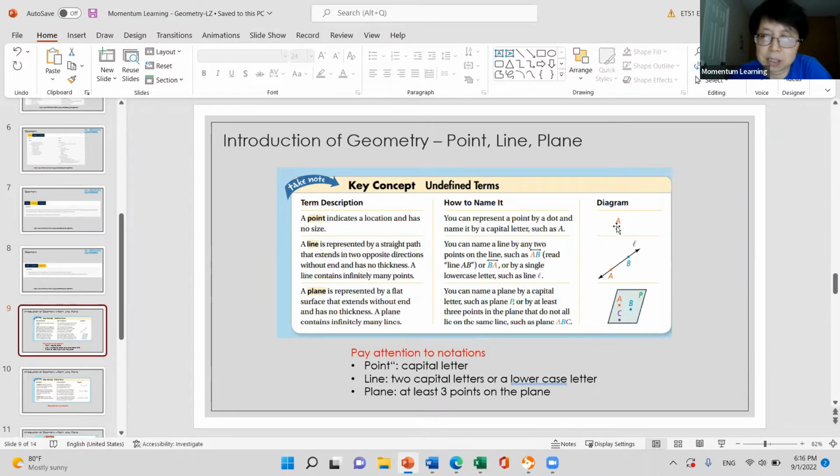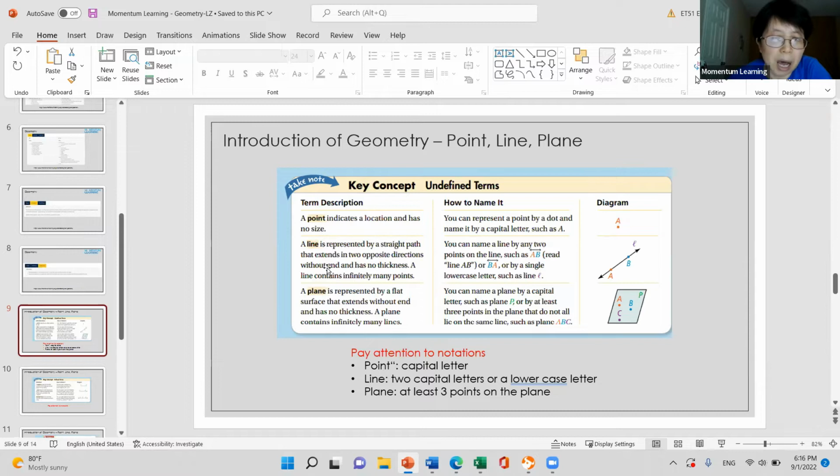You can say that point A is just like that. It's just to indicate this location. If I draw another one, point B here, you couldn't say that point A is smaller than point B. You can only see their location. For points, we normally use a capital letter to represent a point. We call point A, point B, point C, like that.